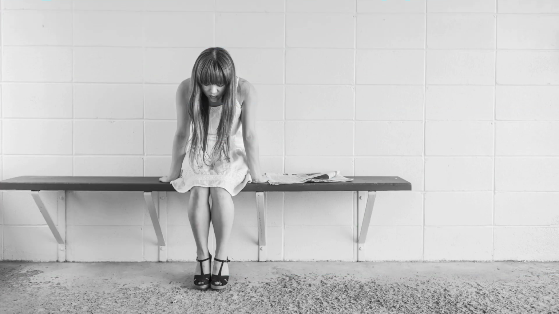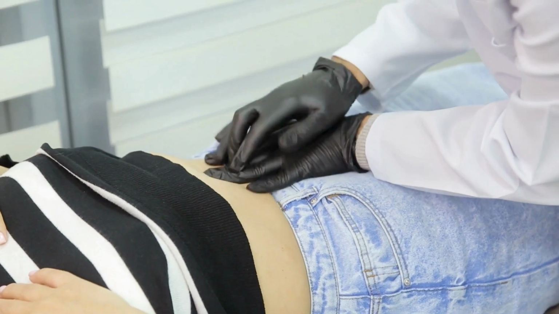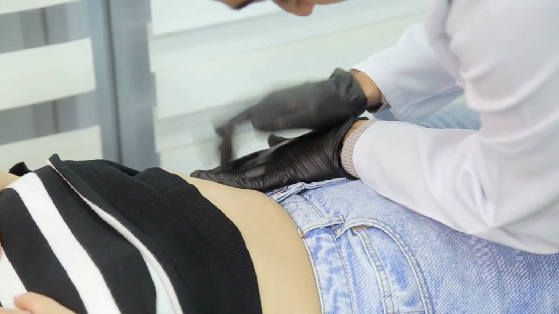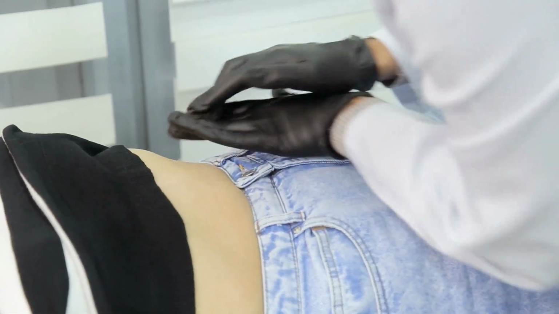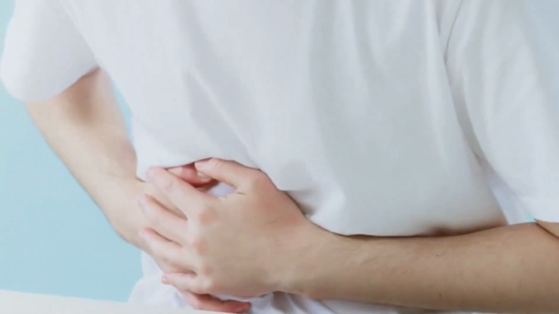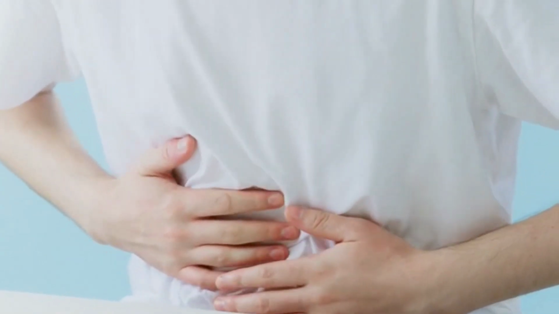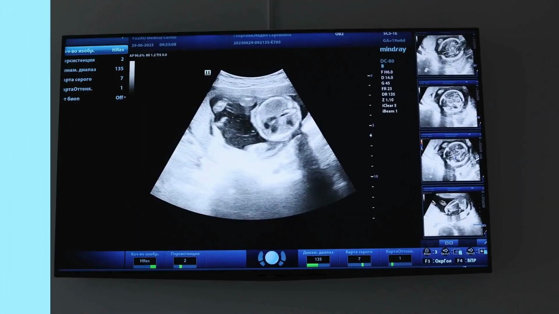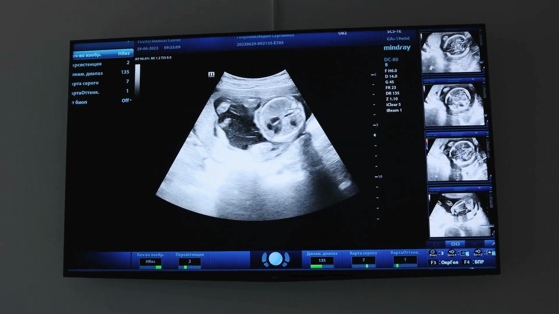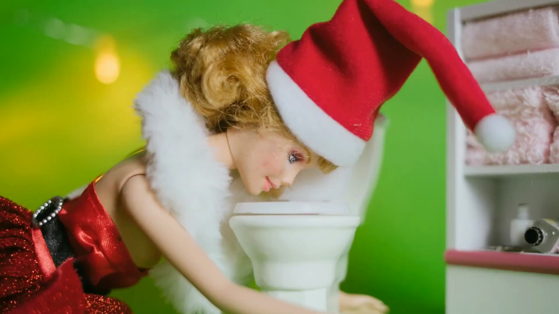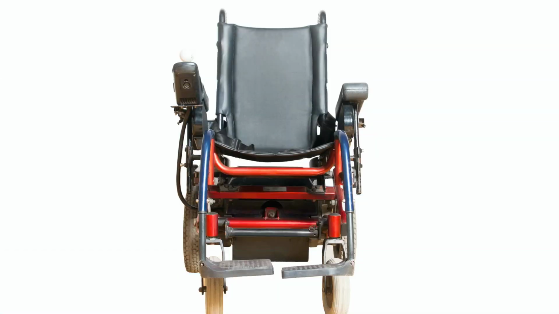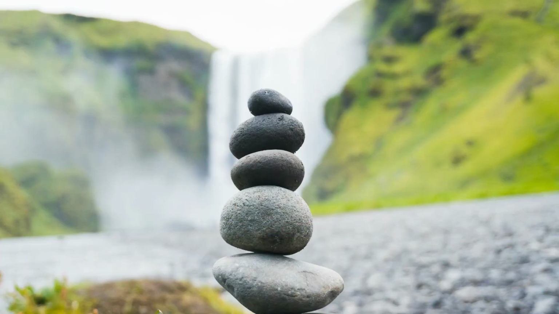Symptoms of hydrocephalus. The symptoms of hydrocephalus can vary depending on the age of onset and the severity of the condition. Common symptoms include headache, nausea, vomiting, cognitive impairment, balance and coordination issues.